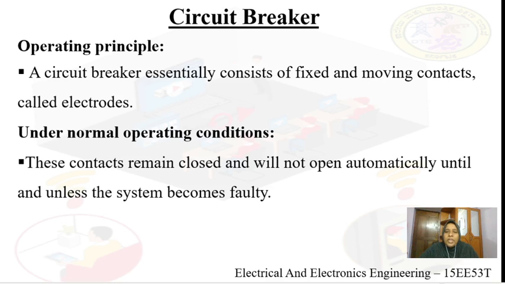So in normal operating condition, these two contacts will be in closed position. That means there is no gap in between them. They are in contact with each other. They will not open. They will be always in closed position when the circuit is in normal operation. So when they will open, they'll open only if the fault occurs. That is what we say. Under normal operating condition, these contacts remain closed and will not open automatically until and unless the system becomes faulty. So this is the condition of the circuit breaker contacts when the circuit is in normal operation.